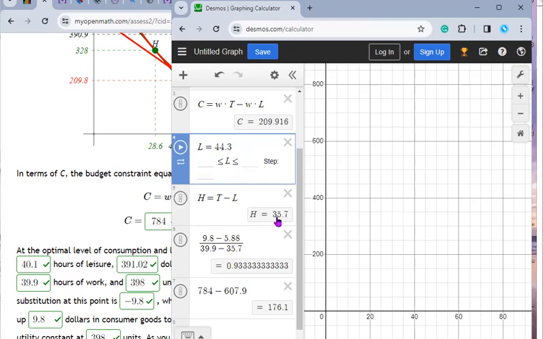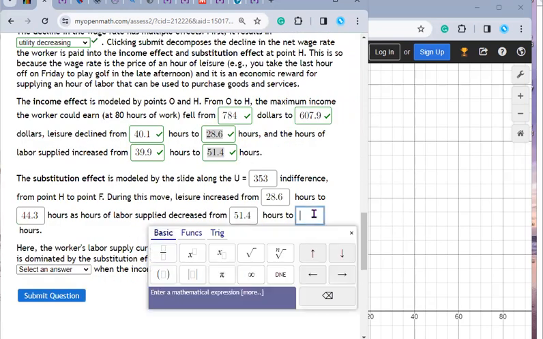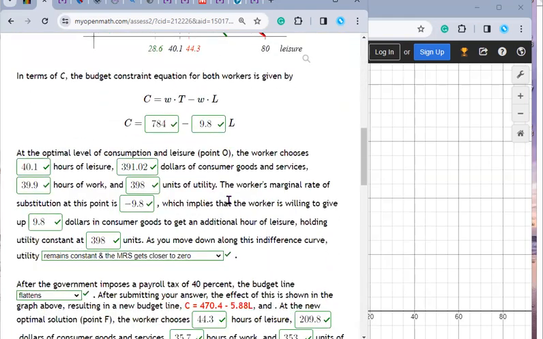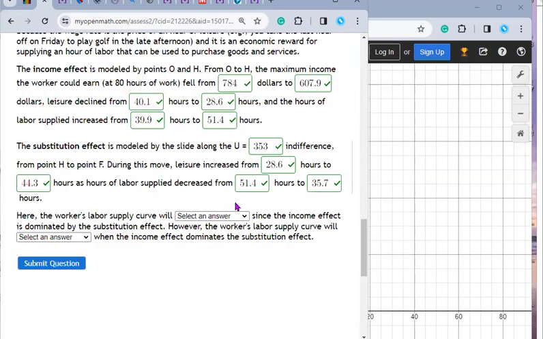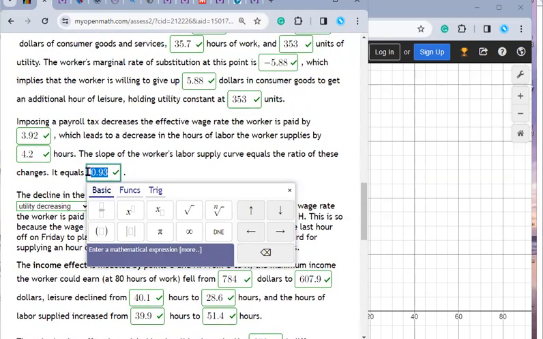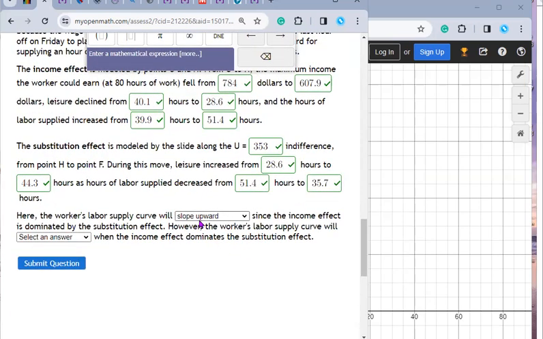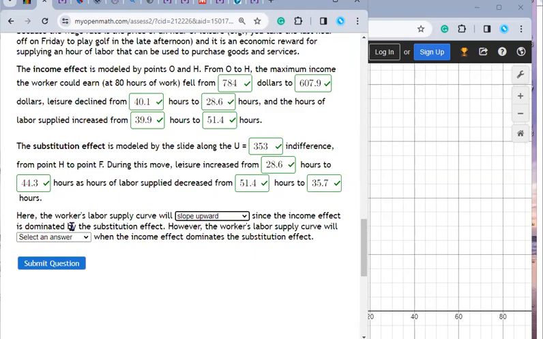So now hours of work are 35.7. So here the worker's labor supply curve will slope upward, right? It slopes upward because right here, the slope is positive, right? So the labor supply curve will slope upward since the income effect, right?